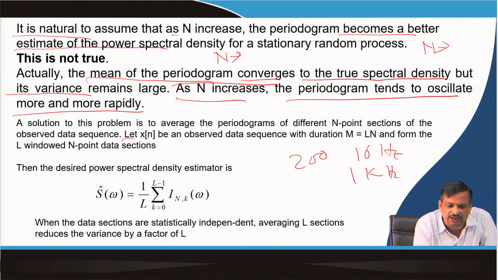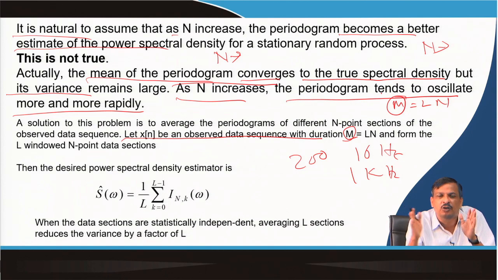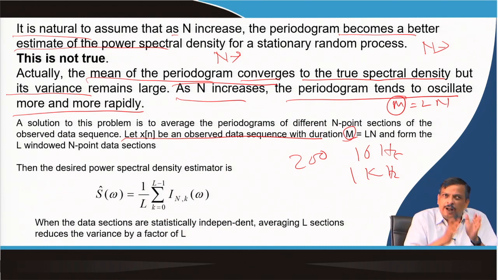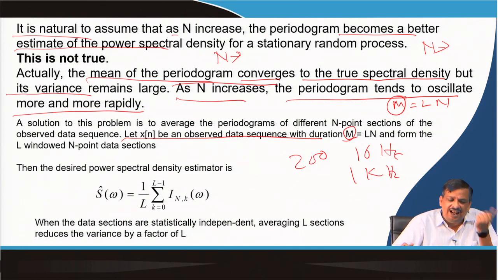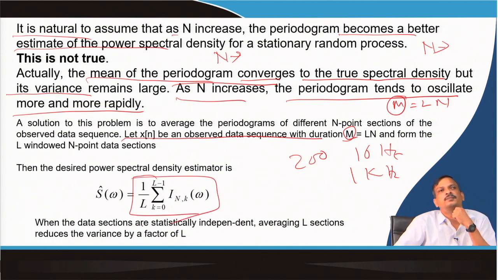Let us say x[n] has an observation data sequence of length M, where M is equal to L into N. That means I have data which can be divided into L number of windows of length N. So, L number of windows of N-point data sequence. Then for every N-point data sequence, I am estimating the power spectra, and then I take the average for all the windows.